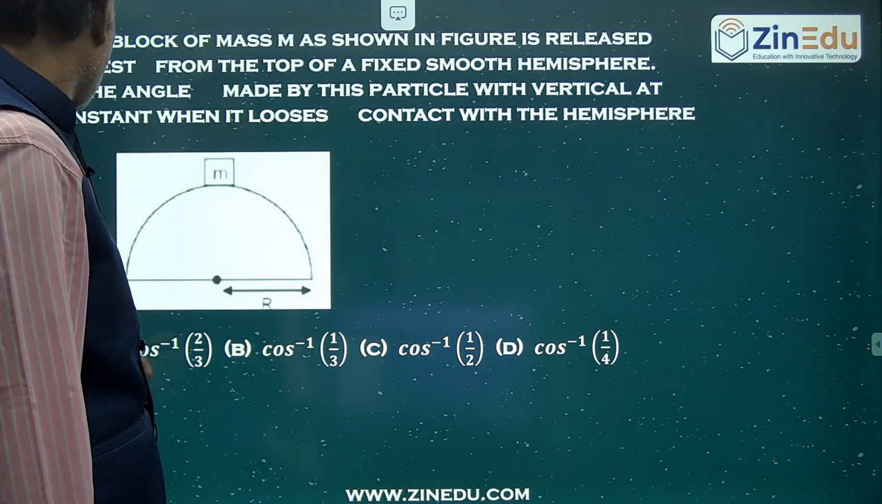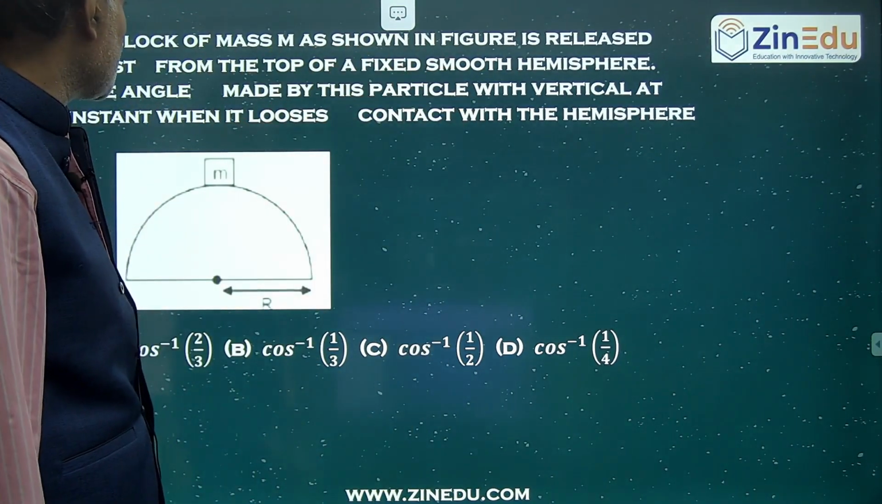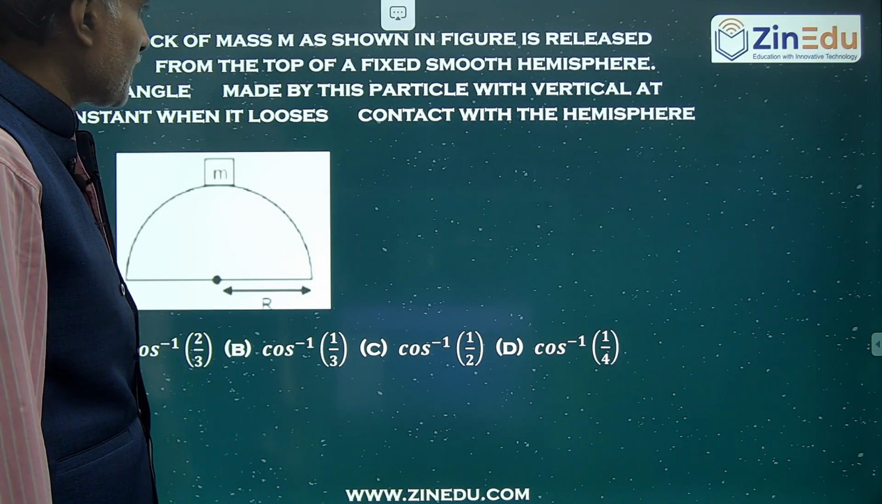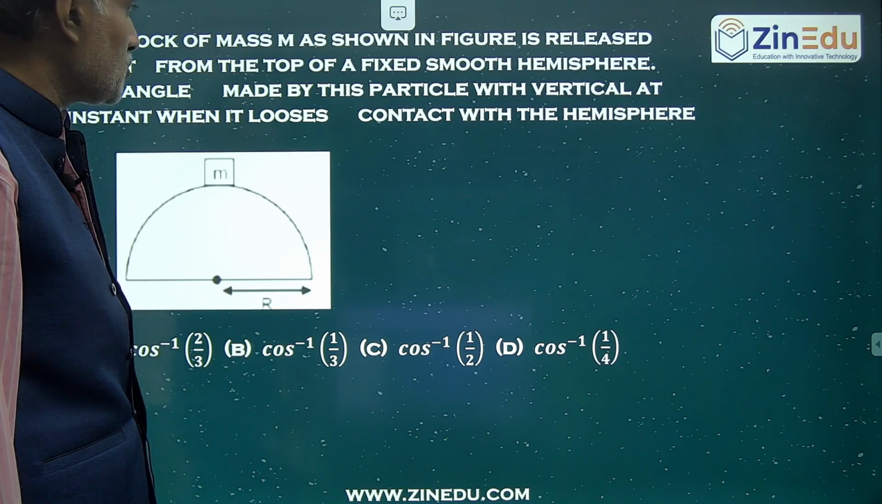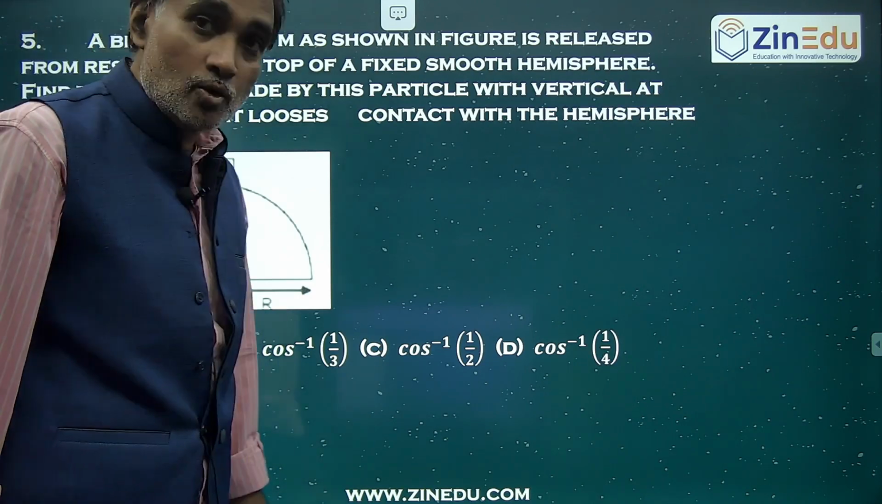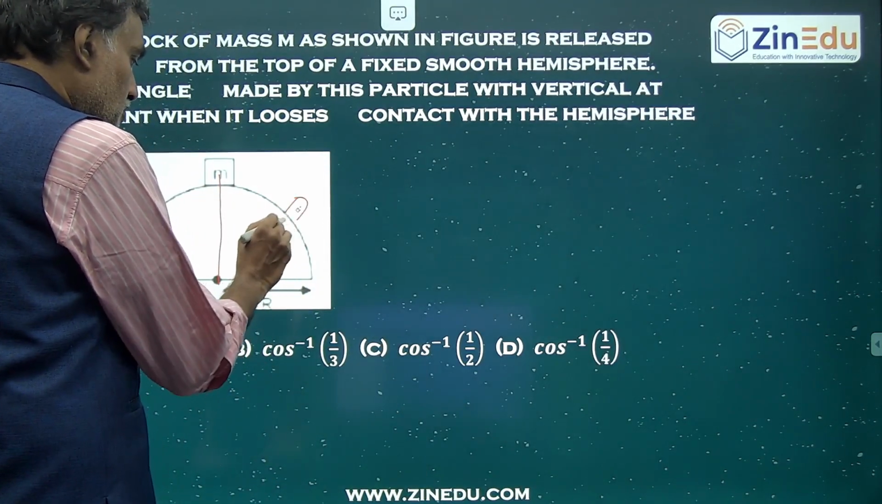Question. A block of mass m, as shown, is released from rest at the top of a fixed hemisphere. Find the angle made by this particle with the vertical when it loses contact with the hemisphere. A standard question, cos inverse 2 by 3. But where will it lose contact? It means somewhere here, the normal force should become 0.